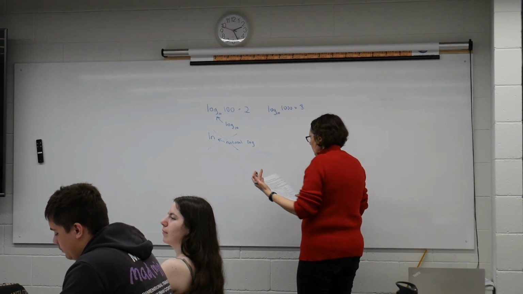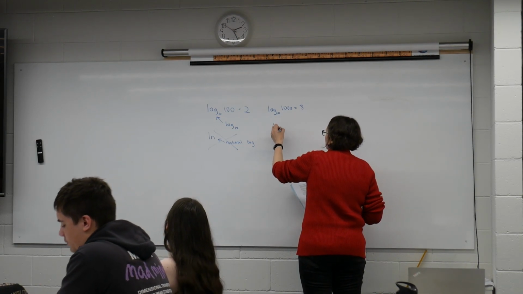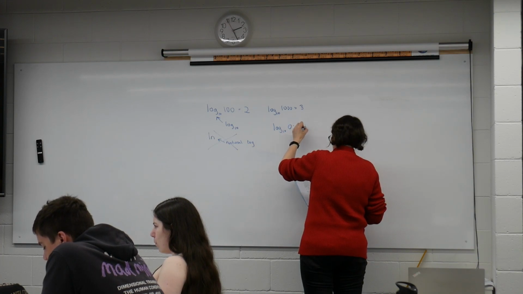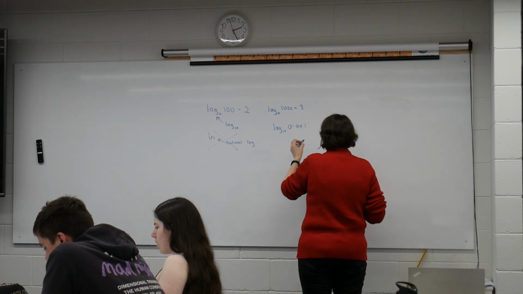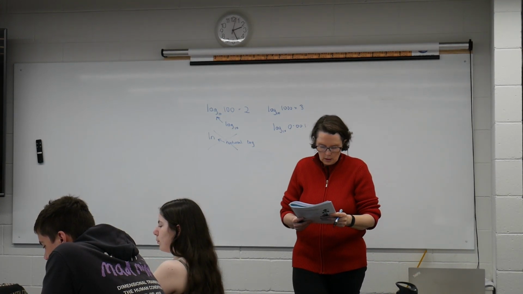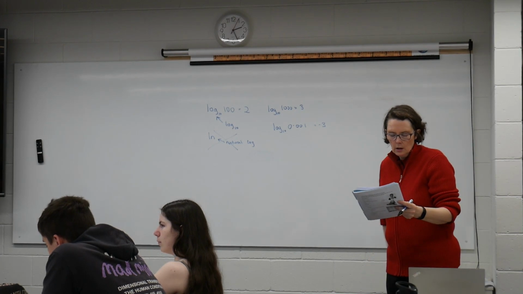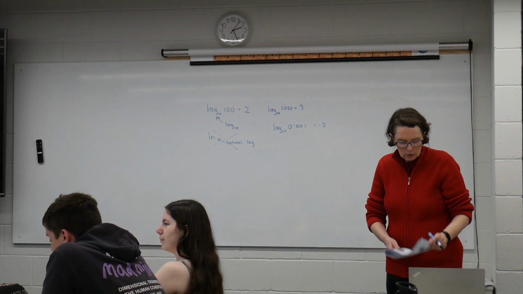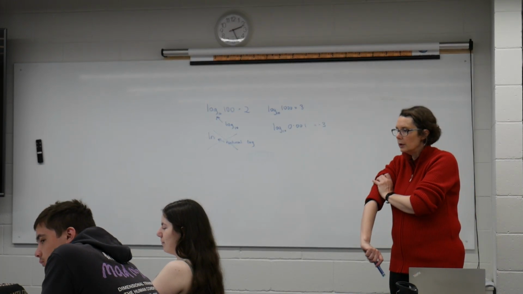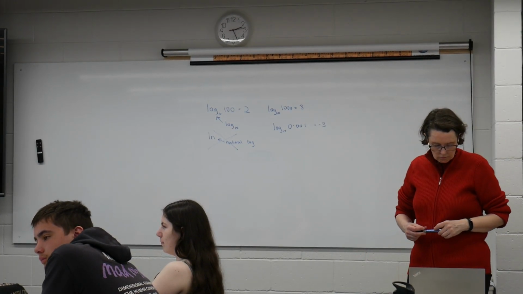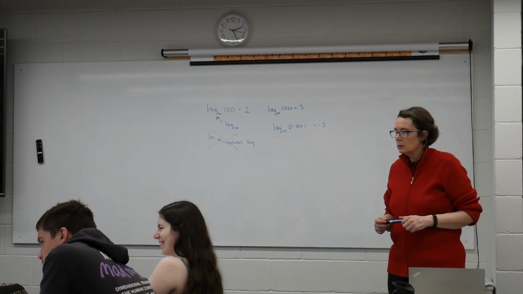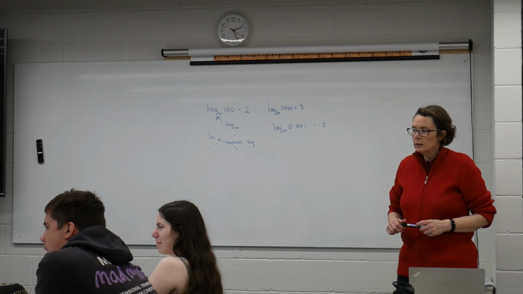And you can end up with negative numbers if our number is very small. So log to base 10 of 0.001 would then be negative 3. Okay, so just see if you can get your calculators working correctly.